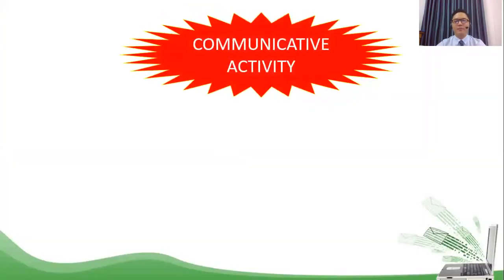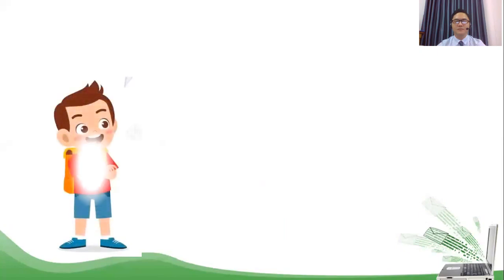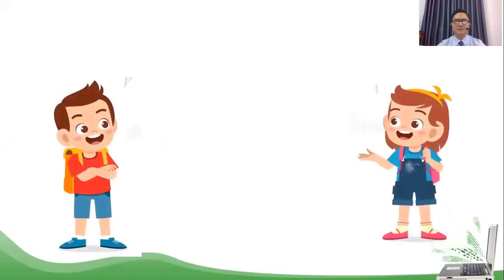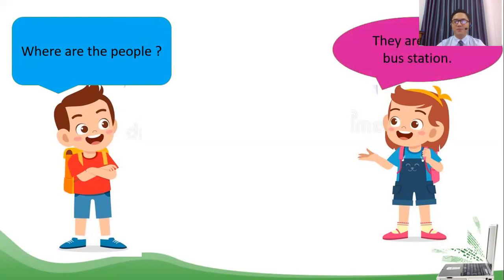And now let's move on to the communicative activity. That means you students are going to ask and answer the questions for me. Here we go. So for each time, I need 2 students, one to ask and one to answer the question. Here we go. Where are the people? Of course, they are at the bus station. Very good.